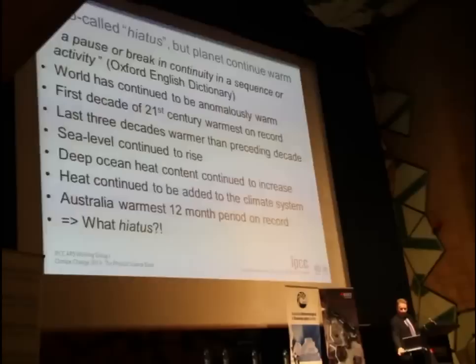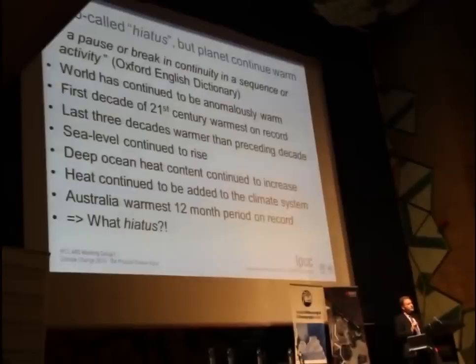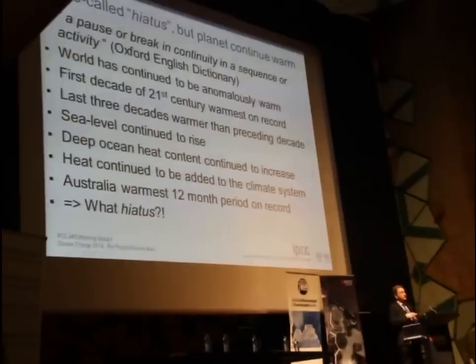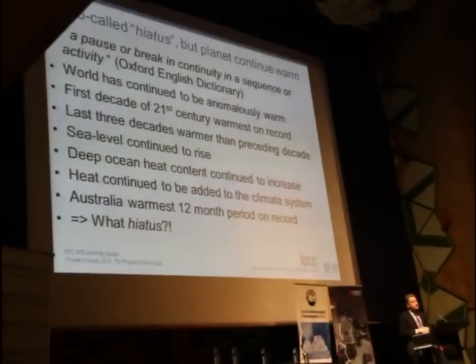Well, some people have been referring to this as a hiatus. However, it's important to note that it's a hiatus in one particular statistic, whereas for many of the features of the climate system, there hasn't been any hiatus at all. So, for example, the world has continued to be anomalously warm. The temperature of the world didn't drop back down to pre-industrial values. It's still at near record values. Second, as I pointed out before, the first decade of the 21st century is the warmest decade in the instrumental record.